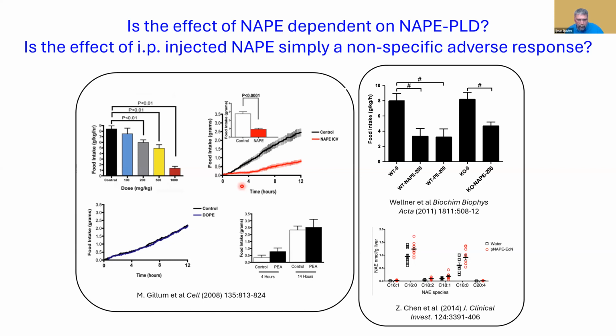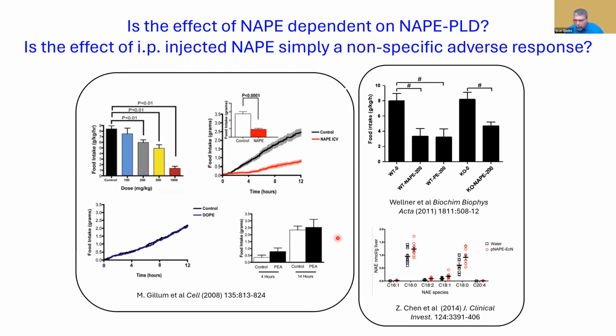And again, they could show that IP injection of the NAPE significantly inhibited food intake, and if they infused NAPE into the intestine, they could see a small amount of that NAPE make it to the brain. And if they directly injected NAPE into the brain by ICV injection, they could dramatically reduce food intake. And if they injected PEA, which is what NAPE-PLD would have converted that N-palmitoyl PE to, they didn't see any protection against food intake. And if they injected PE itself, they didn't see any protection. So they interpreted this to mean that it was actually NAPE that was the anorexigenic factor.